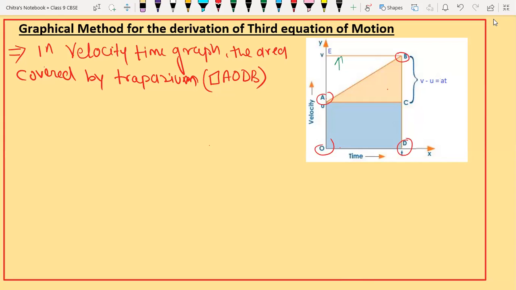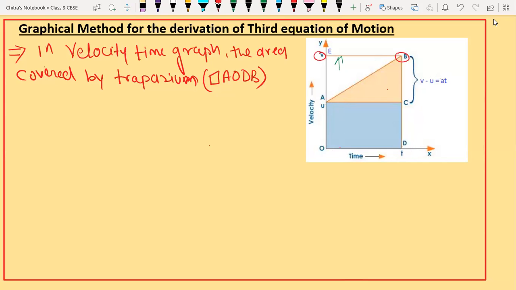Sir, in the graph, near the A there is U, and near the B, E, there is V. Yes. So the initial velocity is the distance from O to U, and here V is the distance from E to O. Okay. Understood.